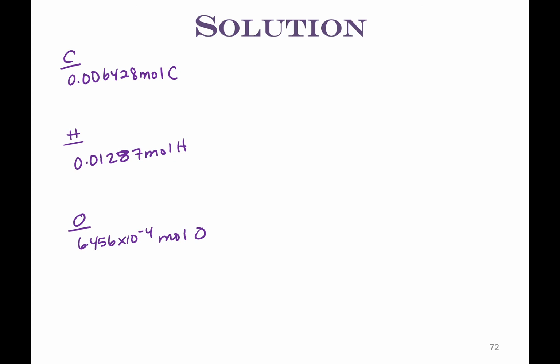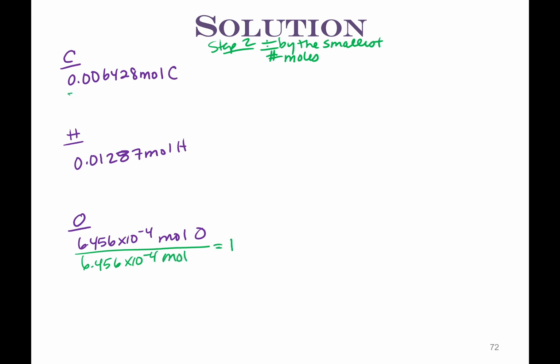Okay, so step number 2 is to divide by the smallest number of moles. That's a division sign. So which is the smallest number of moles? We said this one, 6.456 times 10 to the negative fourth, and we'll write the same thing under each.